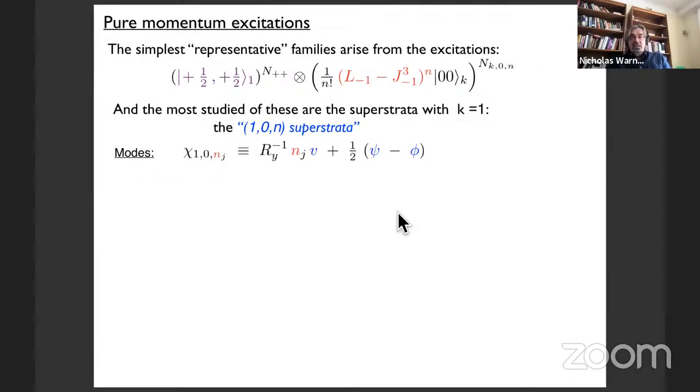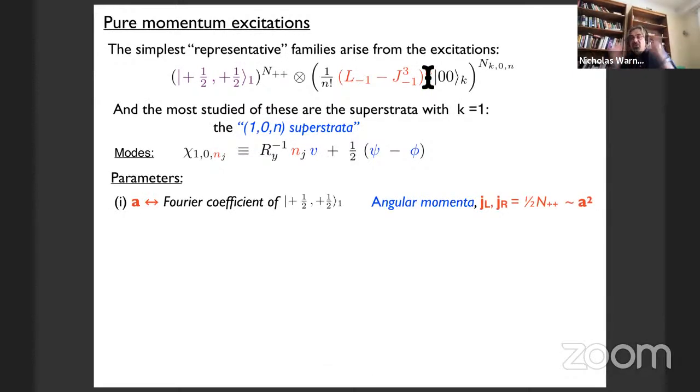So the workhorse of most of the analysis that's been done is actually a simpler geometry where we ignore the angular momentum, the J plus excitations, and simply work with what are essentially pure momentum excitations. And it's easiest also to take this parameter K to be 1, and they're called the (1,0,n) superstrata, and they depend on essentially a set of different Fourier modes, which are only indexed by this quantum number n, or the power here.